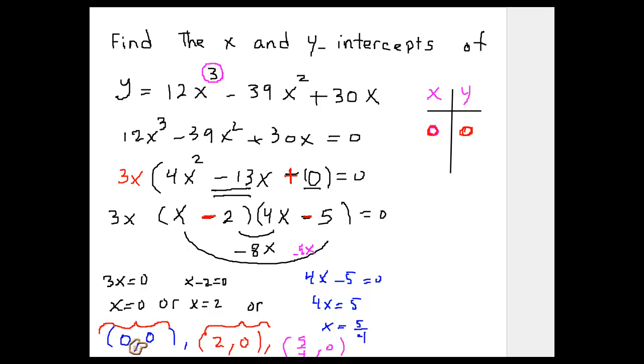Okay, so these points are your x-intercepts. It means when y is equal to 0, you also will find x would be equal to 2 and also 5/4. So you get 3 x-intercepts and the y-intercept just happens to be at the origin. You see that now?